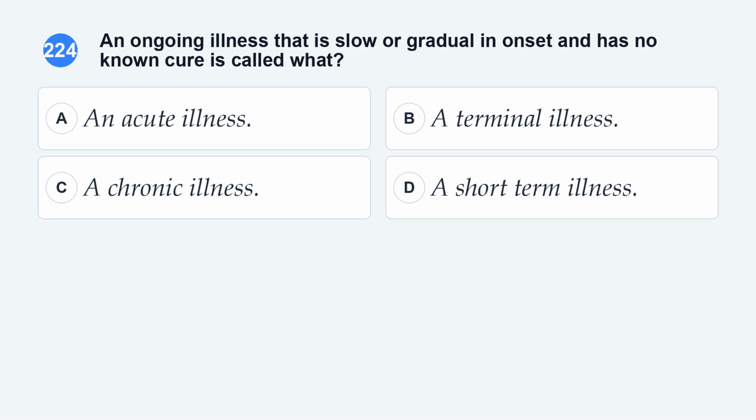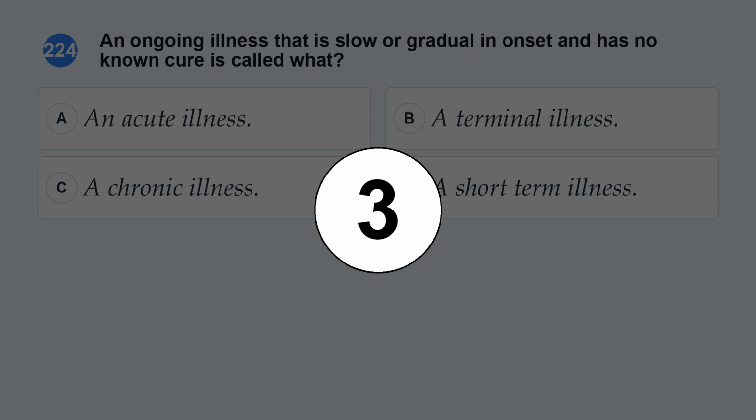Question 224. An ongoing illness that is slow or gradual in onset and has no known cure is called what? Option A, an acute illness. Option B, a terminal illness. Option C, a chronic illness. Option D, a short-term illness.